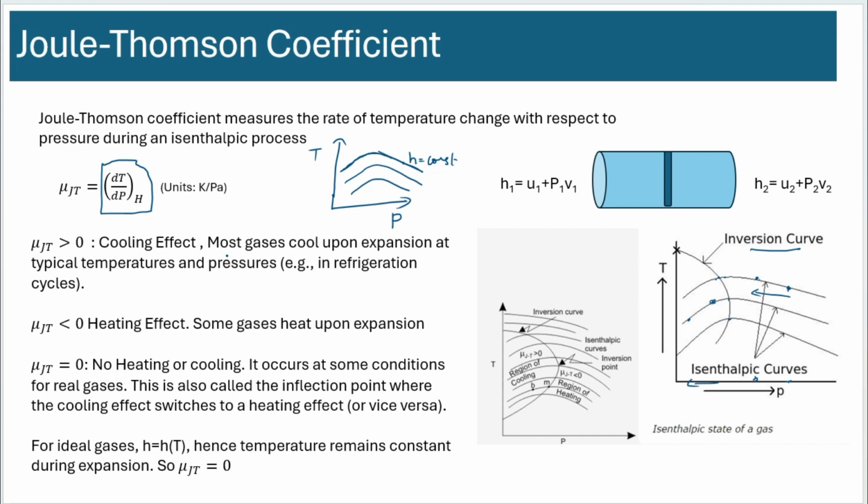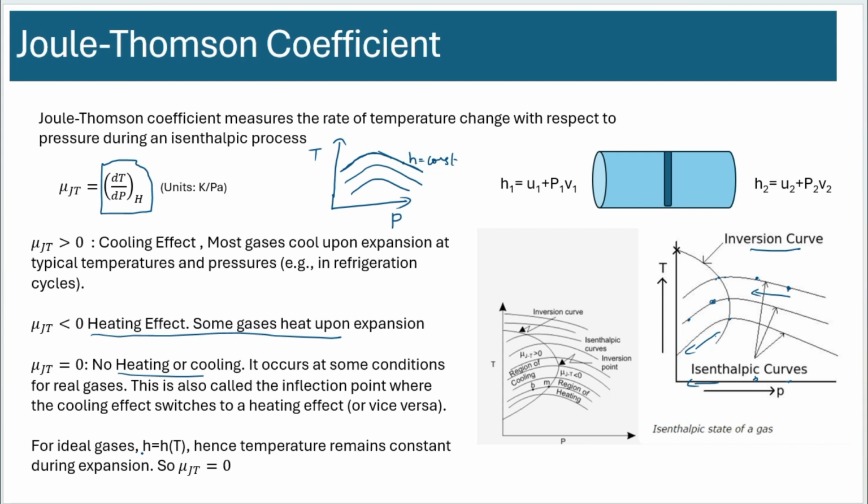Most gases, if you plot it, this region is more prominent, and under most standard conditions, they will cool. And this typically happens with the refrigerants, and heating is true for some gases, not many. And no heating or cooling is even more rare. This can happen for some real gases, but for no heating at all, or cooling at all, that happens even more rarely.